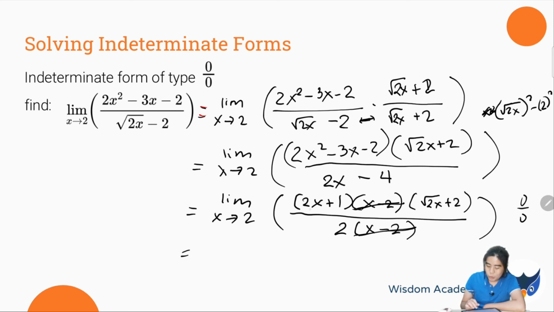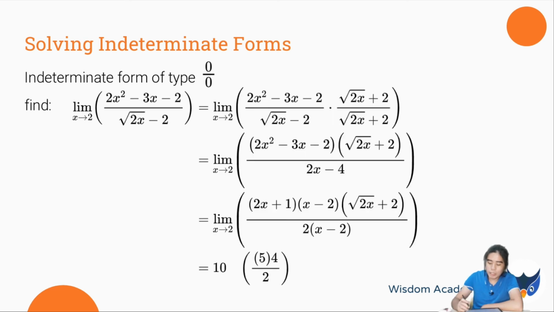So, 2 times 2 is 4 plus 1, 5. So, square root of 2 times 2 is 2 plus 2 is 4, all over 2. Solving this, makukuha tayo na limit is equal to 10. Ayan, nakuha na natin na yung limit is equal to 10.